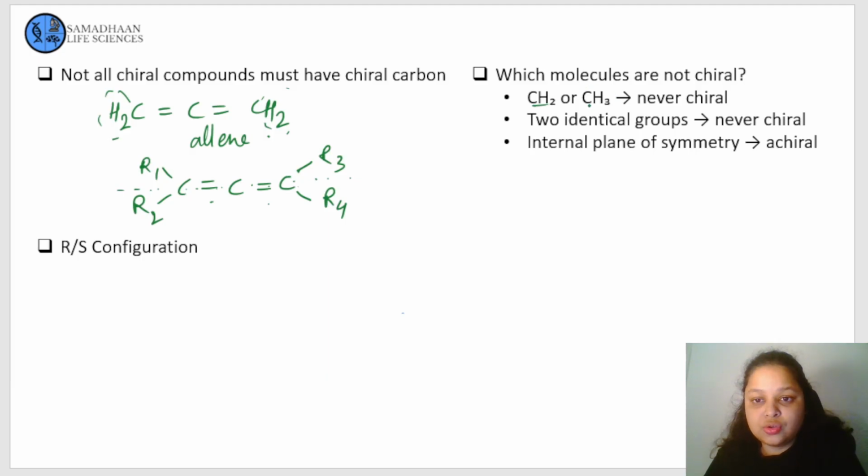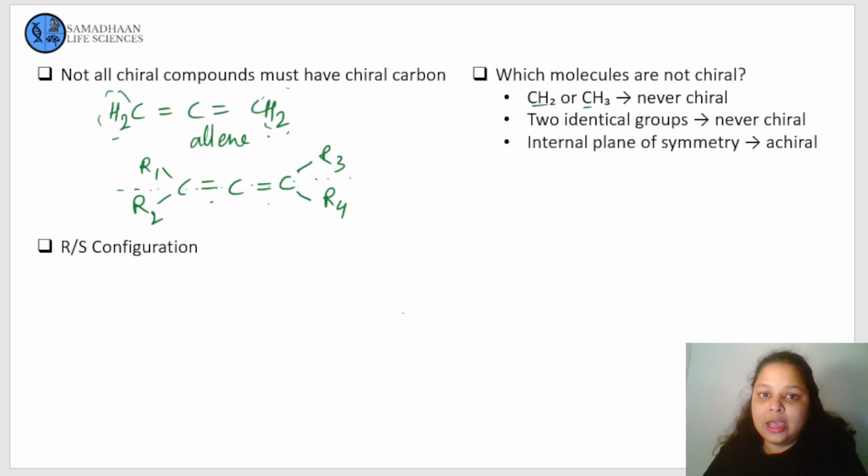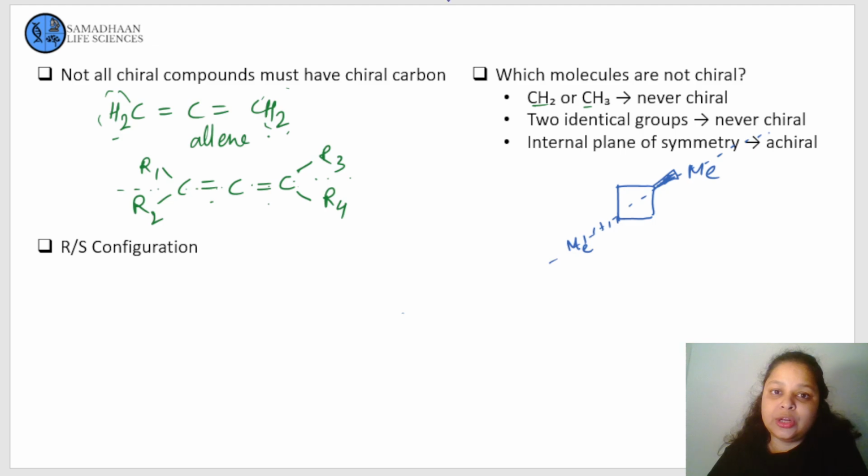Now which molecules are not chiral? If the molecule has CH2 or CH3, then the molecule will always have a plane of symmetry. Or if the carbon has two same groups. The third one is if the molecule has a plane of symmetry. For example, if I take a cyclobutane like this and two methyl groups are attached to this cyclobutane, then one plane of symmetry will be through this. This molecule will be achiral, though these two carbons are chiral centers, but the molecule will still be achiral. Now let's move on to the nomenclature of stereoisomers.